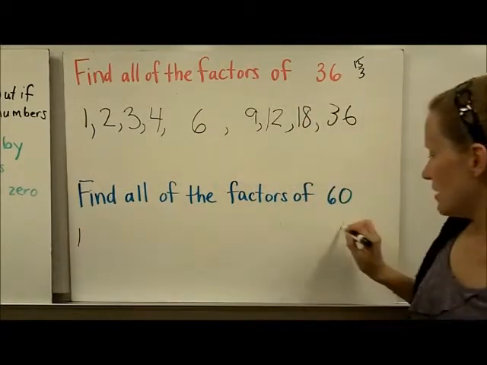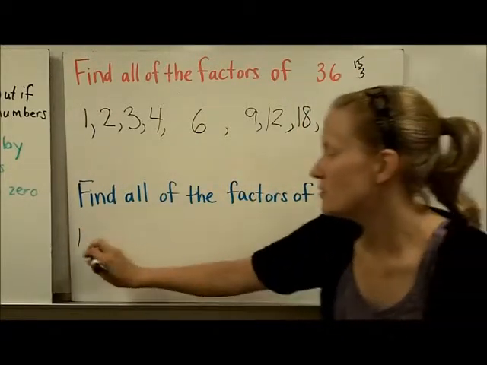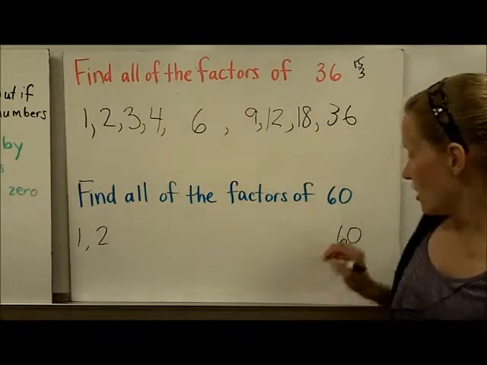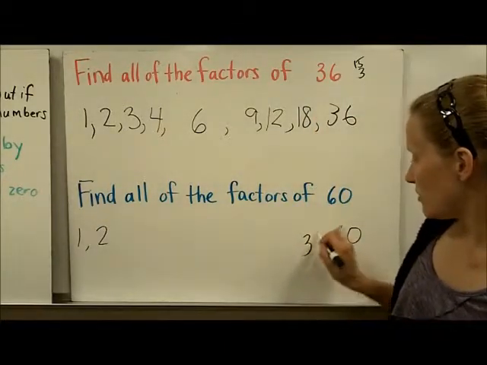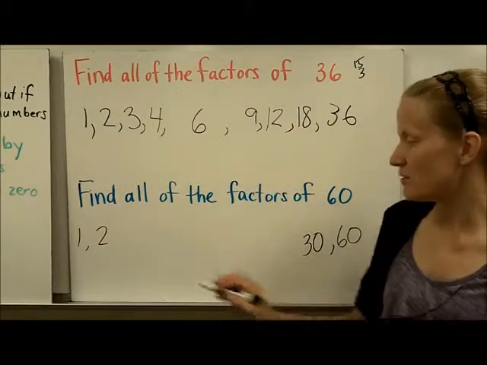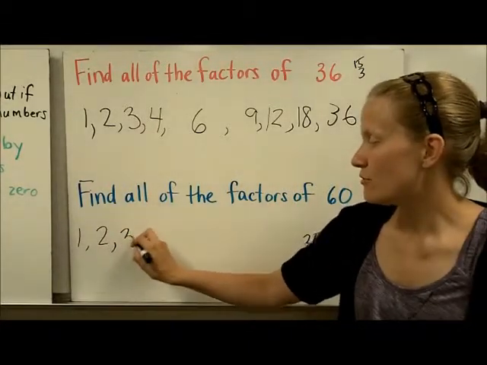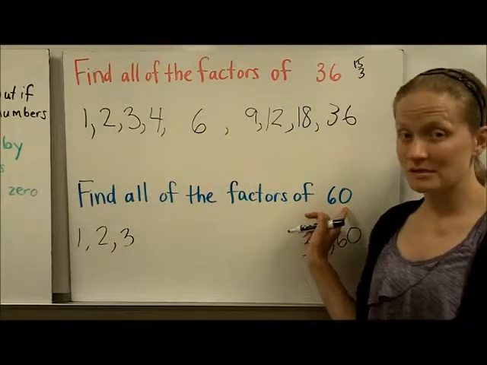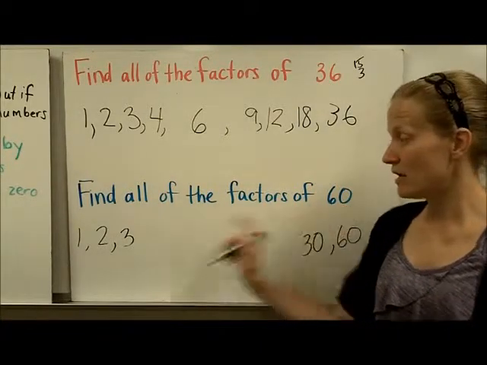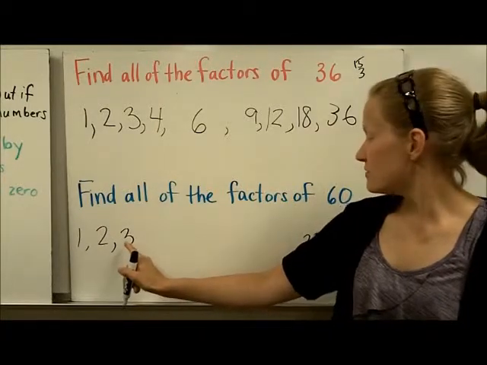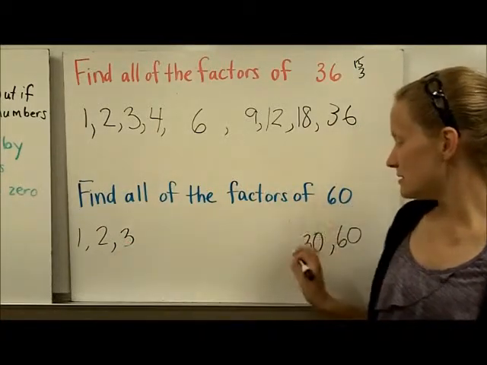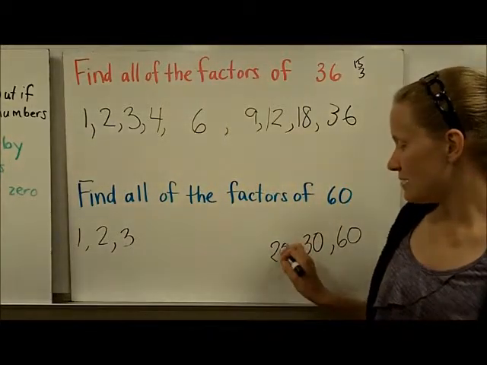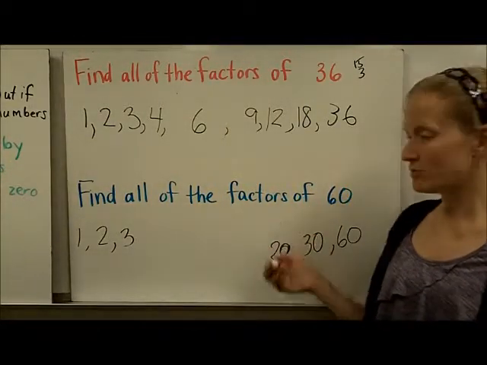So I'm going to do 1 and 60, the smallest and the biggest. Then I know 2 is a factor because it's an even number. 2 times 30, or half of 60 is 30. Then I know 3 is a factor because 6 plus 0 is 6, and 6 is a multiple of 3. 3 goes into 60 20 times. If I think about dividing 60 up 3 times, I would do 20 plus 20 plus 20.